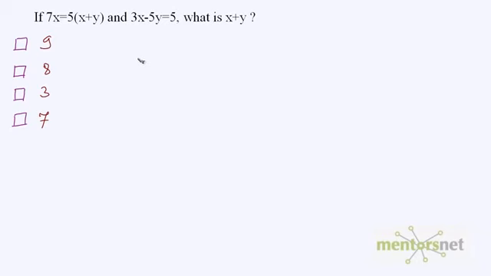Let us move on to the third question. You have to find out x plus y if these two equations are given to you. So let us rearrange these equations 1 and 2. You have been given 7x is equal to 5 times x plus y. So this is 7x is equal to 5 times x plus y is equal to 5x plus 5y.